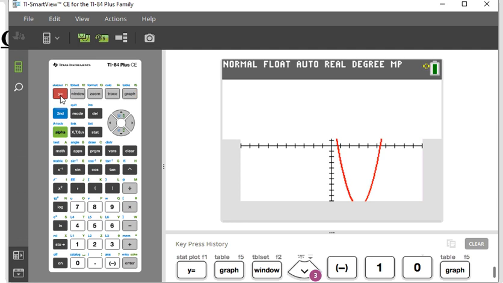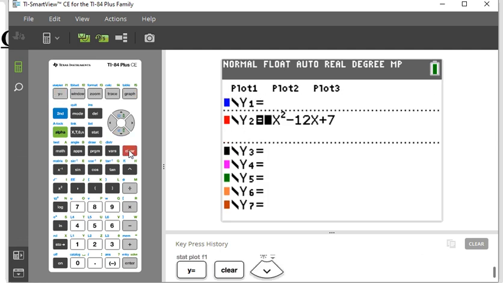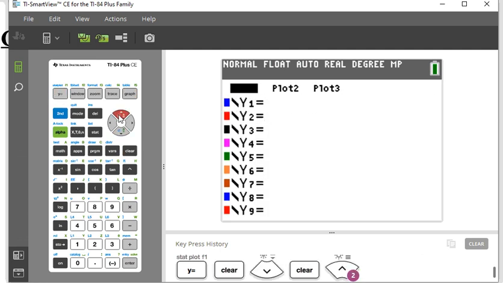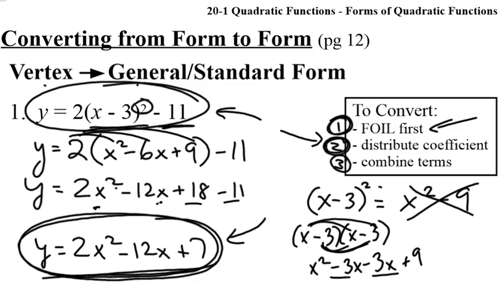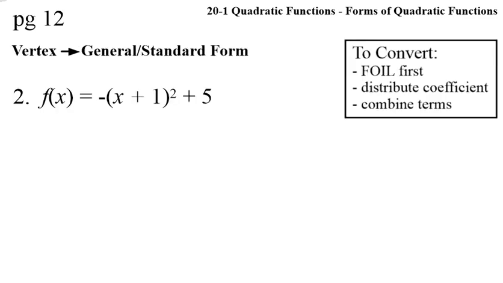So let's try another one. Second one in the booklet. Give it a try. What do you have? F of x is negative bracket x plus 1 squared plus 5. You can try to convert and simplify to the general form. Pause the video, give it a try, see what you come up with.